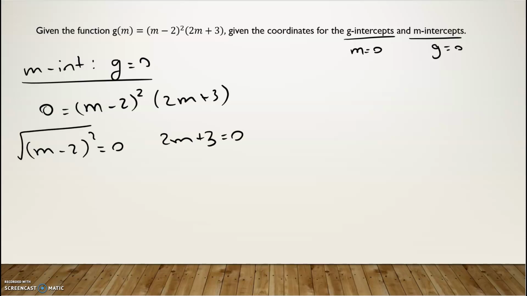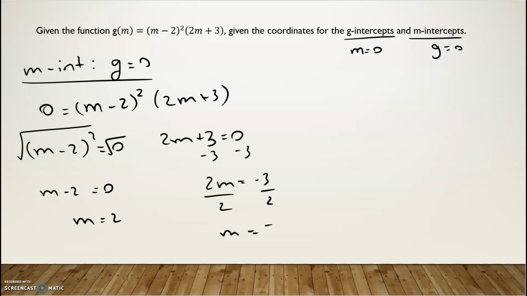Okay, so I'm going to square root both sides, so m minus 2 equals 0. So m equals 2. Subtract 3 from both sides over here. Divide by 2, so m is equal to negative 3 halves. So it looks like the coordinates for this one would be (2, 0) and (-3/2, 0) for our m-intercepts. Okay, now we're going to go back and look for the g-intercepts.